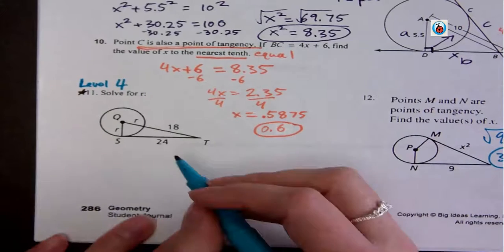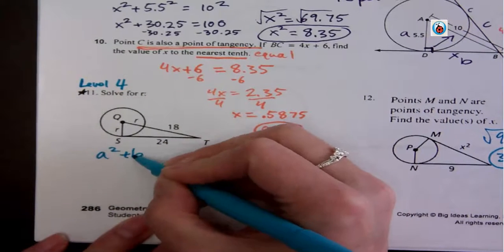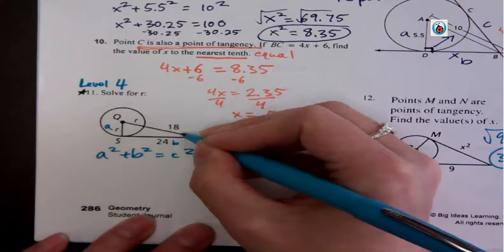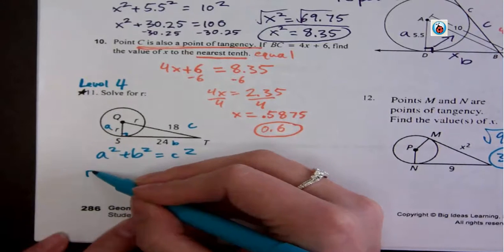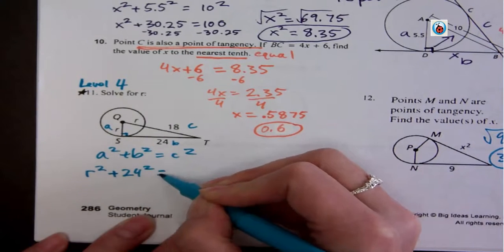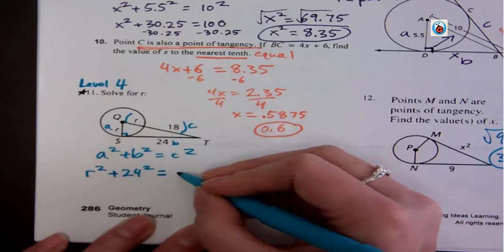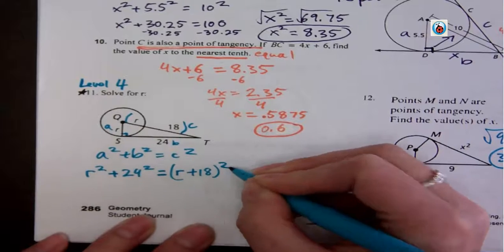So if you're not in an advanced class, you can go start your assignment, or you can do this, which will count as a bonus question later. But this is still the Pythagorean theorem, so a squared plus b squared equals c squared. We have a, we have b, we have c, because that's our right angle. So we have r squared plus 24 squared equals, and here we have both of these for the whole side, so equals r plus 18 squared.